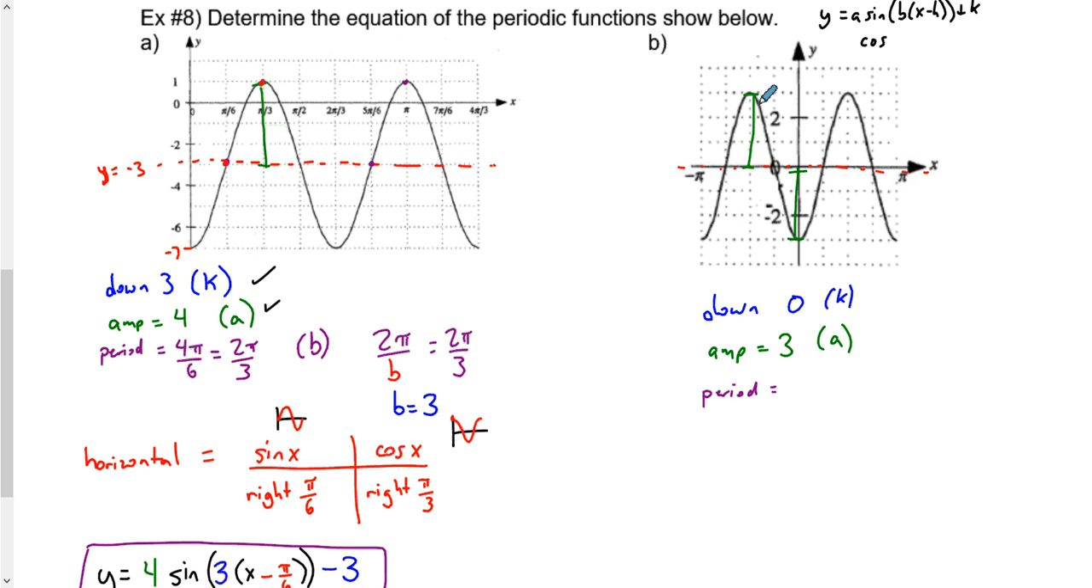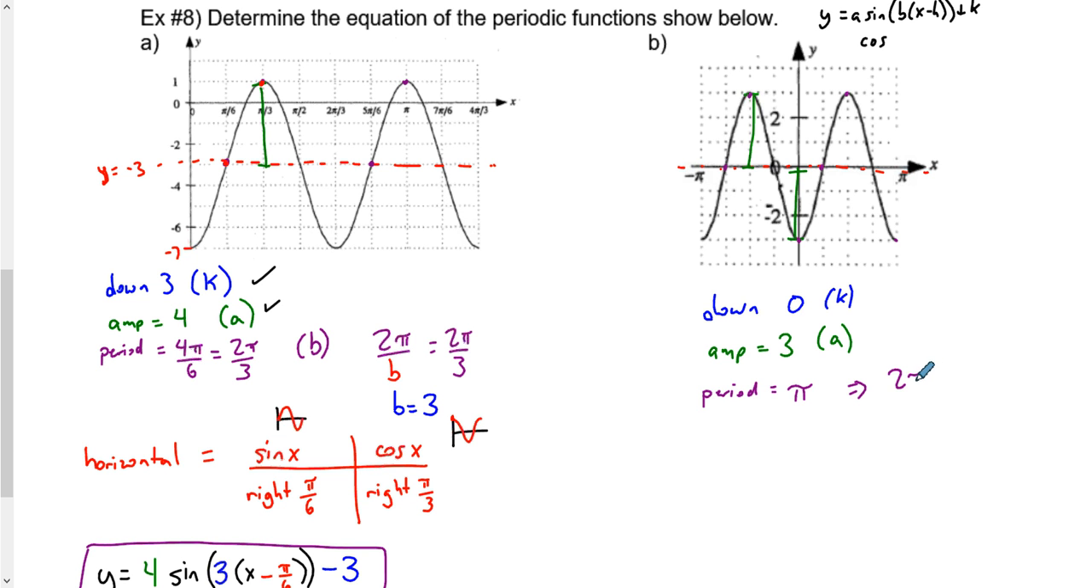So we can do a few things. We can measure from the top to the top. We can measure from the center back to the center. We can measure from the bottom to the bottom. In this one, it's probably the easiest to measure from the bottom to the bottom. From 0 to pi, our period is pi.